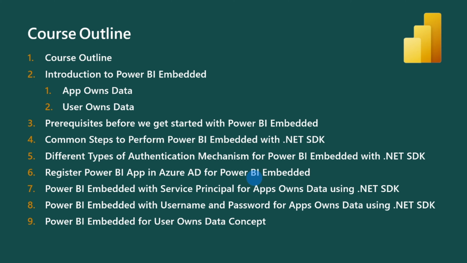During the fourth part, we are going to talk about some common steps that we need to perform for Power BI Embedded with the .NET SDK. During the fifth part, we will be talking about the different types of authentication mechanism for Power BI Embedded with the .NET SDK. Here I am going to talk about two different types of authentication mechanism. One is using a service principal and the second one is with a master account. So for both of these authentication techniques, we will be talking about some theoretical concepts in the fifth part of this session.